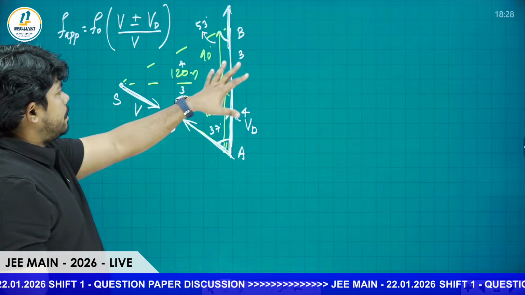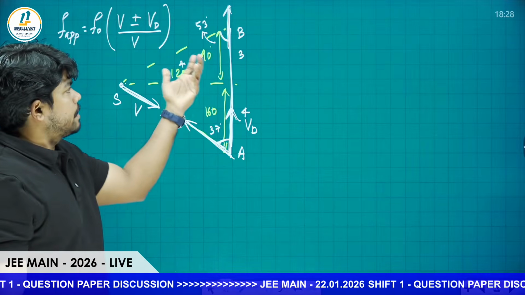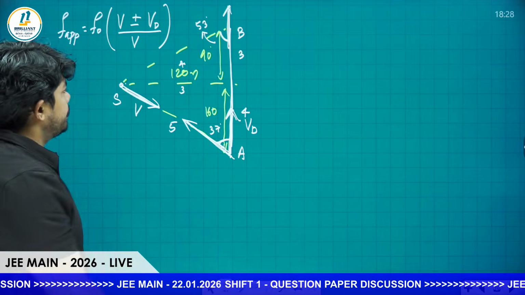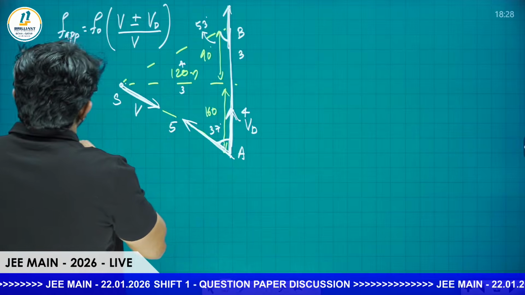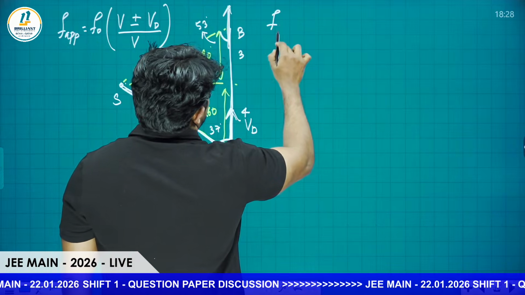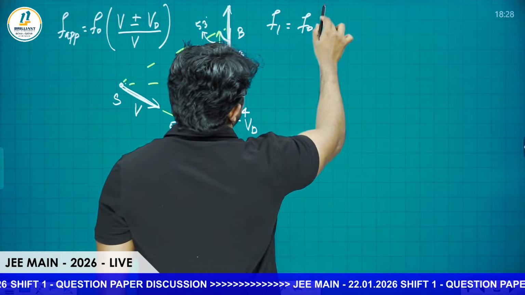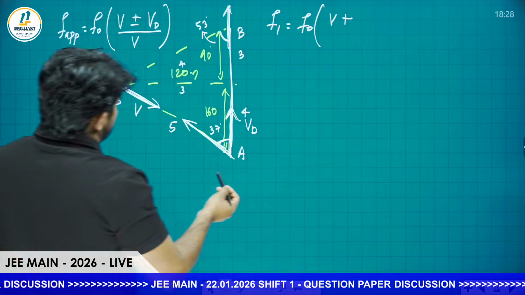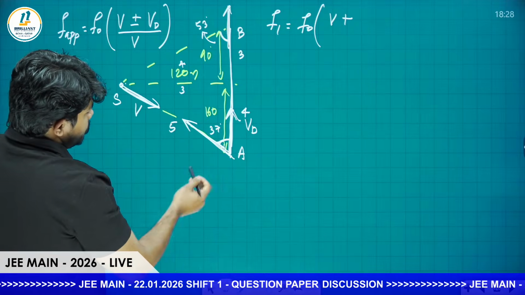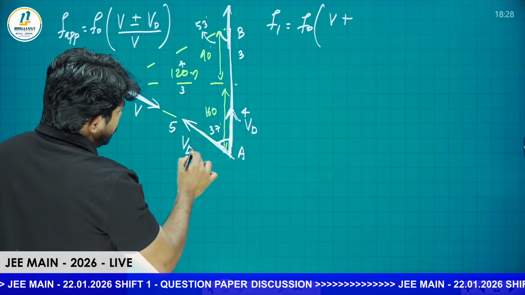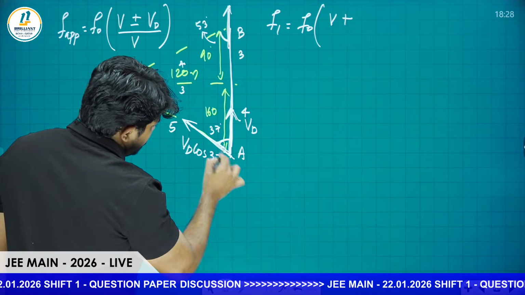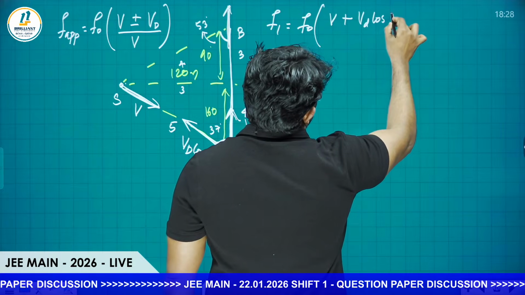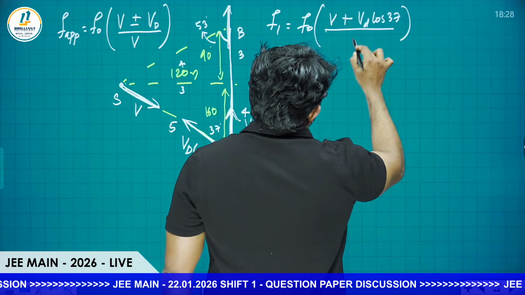So you know how to take the sides, like cos and sine values, if you know the 37 and 53 degrees. Okay, so now we can write the value of frequency, f1, as f0 times (v plus Vd cos 37) divided by v. Why are we taking plus? Because these two are opposite to each other.